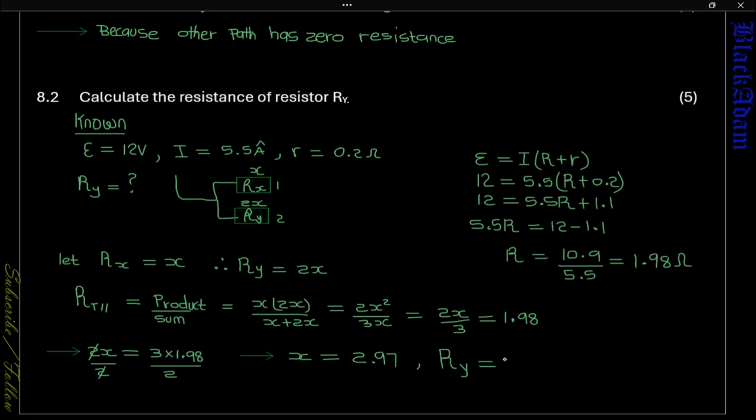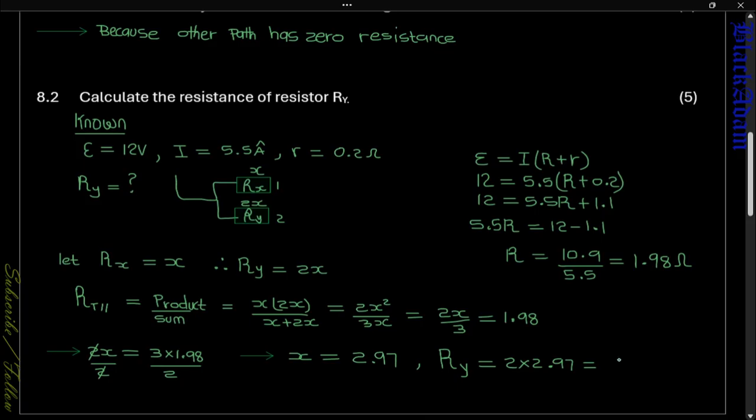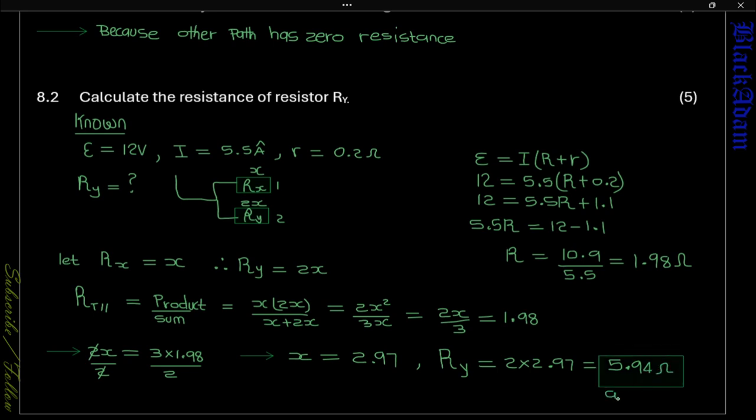So our resistor Y is going to be 2 times Rx, 2 times x, that's 2.97 times 2, which gives 5.94. And that's our answer for 8.2.